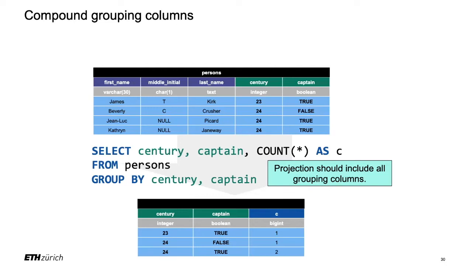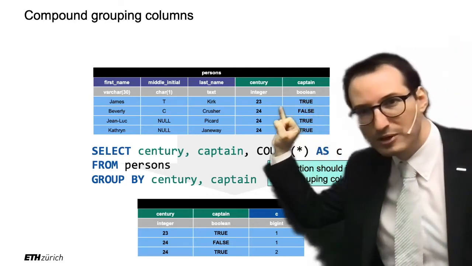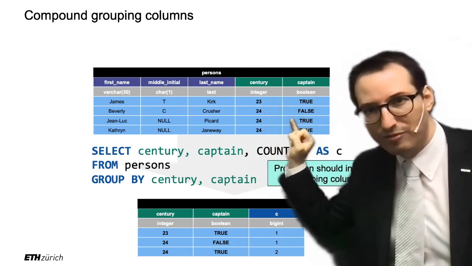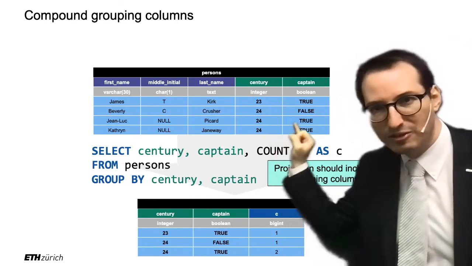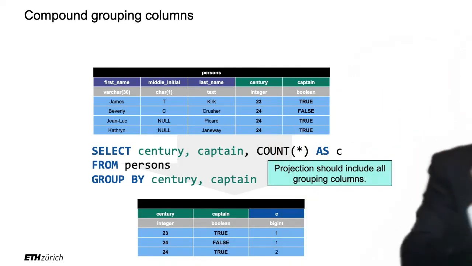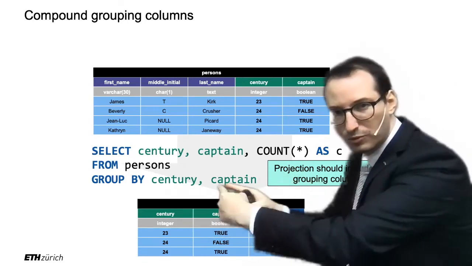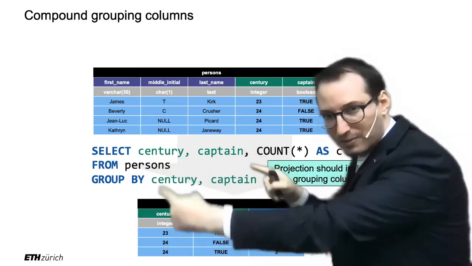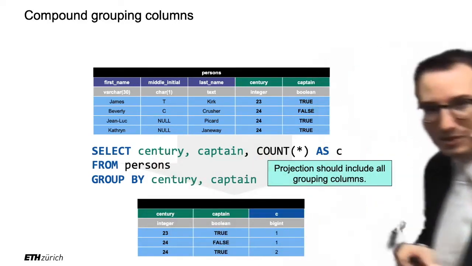Right. So this is an example here with several grouping keys. It's like in the theoretical example with country and university. Here we have century and captain. It means that these two together give me my group. So in that case, I have one group with 23 true, one group with 24 false, and one group with 24 true with these two records. So I have 3 groups in there. What's very, very important is that I have my true grouping keys in there, and it should be automatic to put them in the output as well. Right. That's a very easy rule to respect.